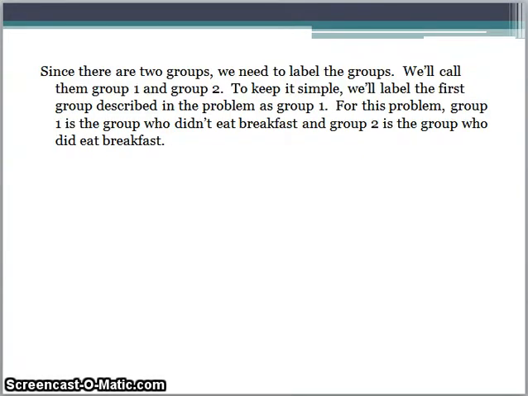So we're going to label the two groups. We'll call them group 1 and group 2. And just to keep things simple, the way I usually do the labeling is whatever is the first group listed in the problem, I call it group 1. So group 1 didn't eat breakfast because they were the first ones that were listed in the problem.